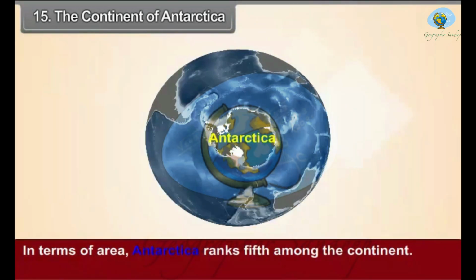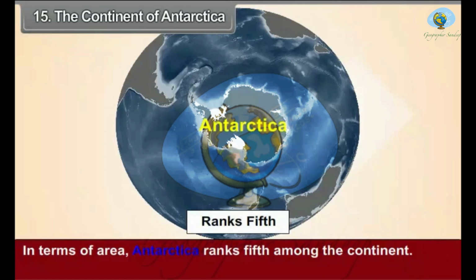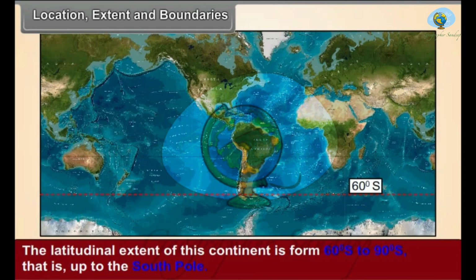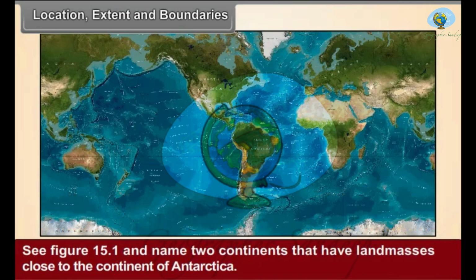In terms of area, Antarctica ranks 5th among the continents. Location, extent and boundaries. The latitudinal extent of this continent is from 60 degrees south to 90 degrees south, that is, up to the South Pole. See figure 15.1 and name the two continents that have land masses close to the continent of Antarctica.